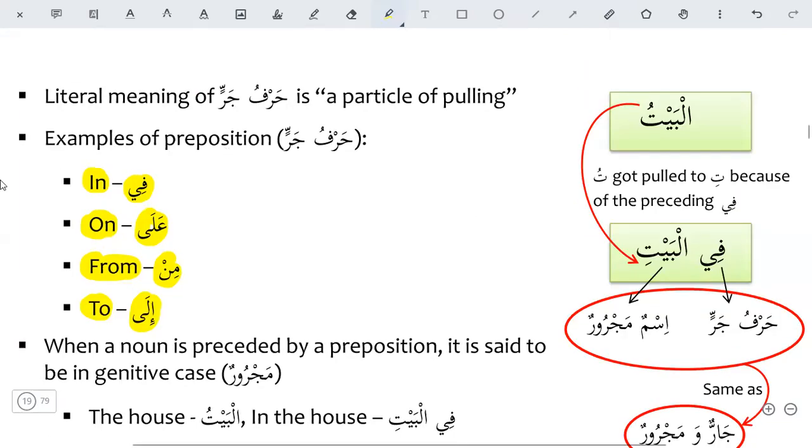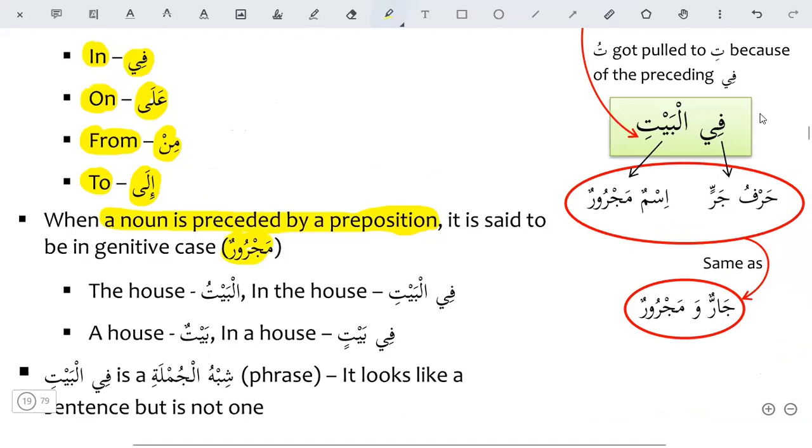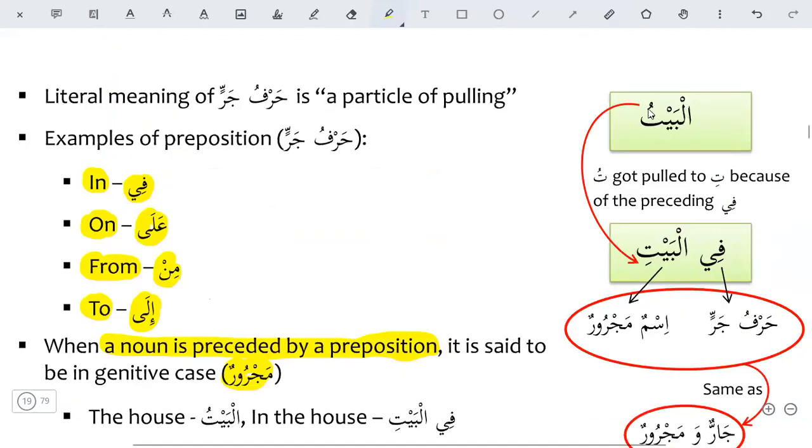What happens when a noun is preceded by a preposition? When a noun is preceded by a preposition, it is said to be in genitive case. It will be majroor, in genitive case. Like al-baytu. Al-baytu has a dhamma ending, so it is marfu, nominative case.